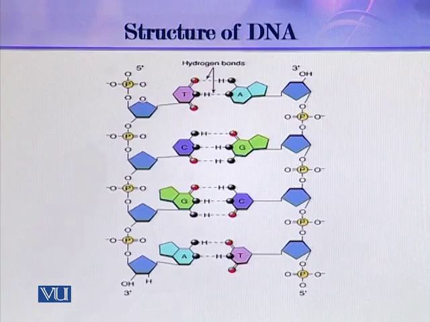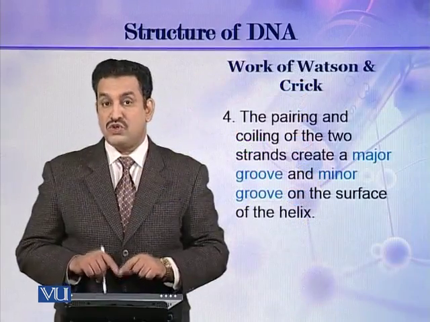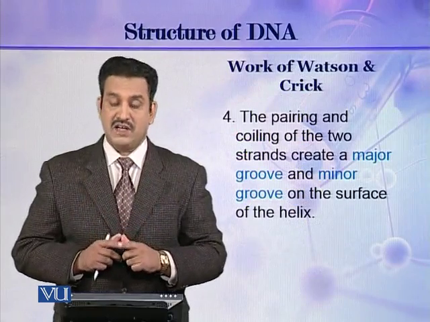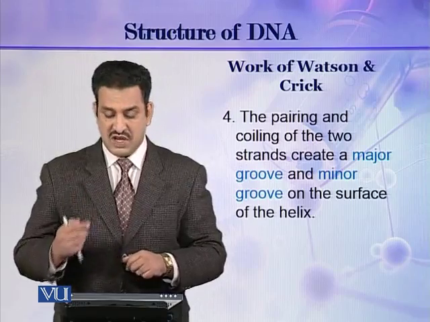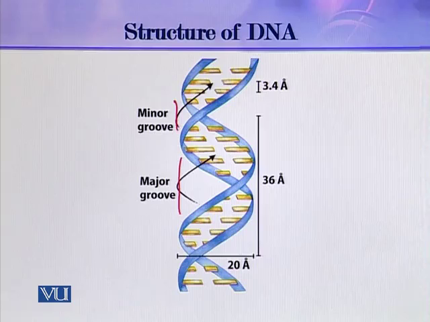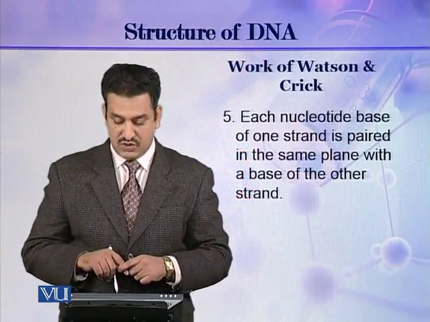Next, the pairing and coiling of the two strands of DNA create a major groove and a minor groove on the surface of the helix. In this picture you can see this is a major groove and this is a minor groove. These two grooves are made because the two strands first join together and then both coil around an imaginary single axis, and they form two grooves, the major groove and the minor groove.